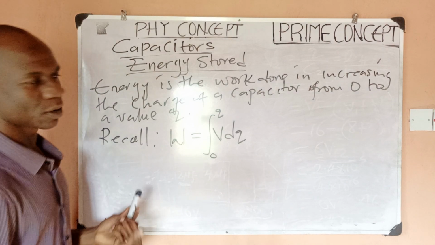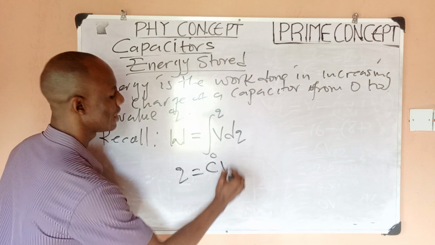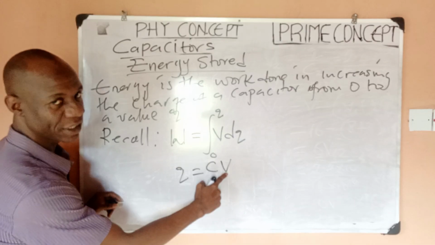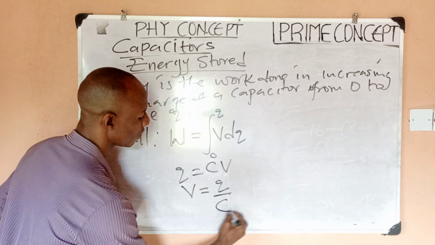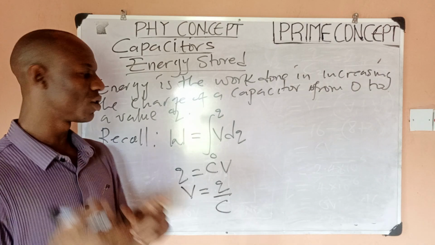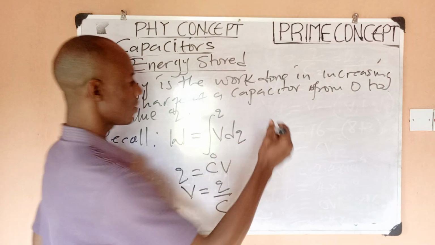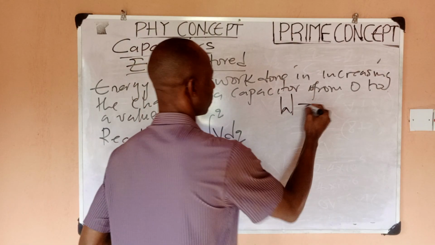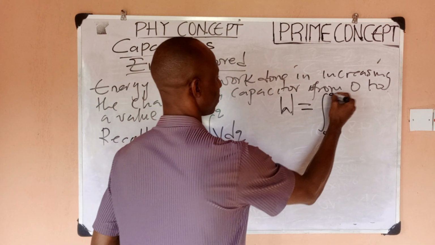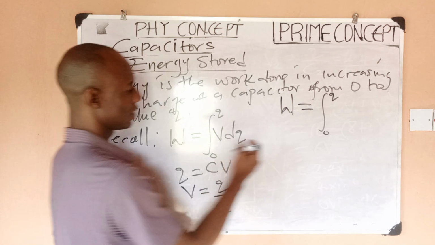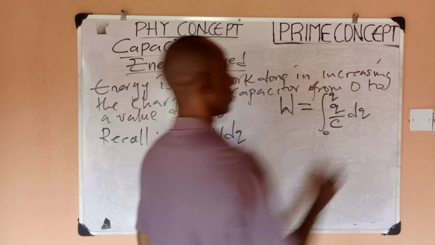Now if you recall from what we've been doing, we said that Q is actually CV. So if I make V the subject, I would have that V is Q divided by what? C. So I'm simply going to replace my V with Q over C, so that my work done is equal to the integral from charge 0 to charge Q of Q over C dq, right?